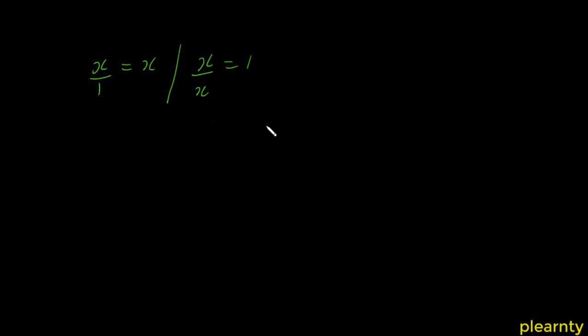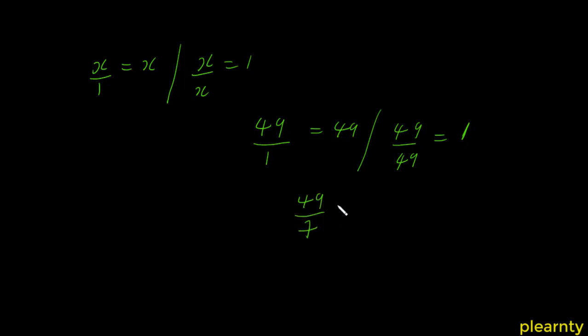When you have a number like 49, if you divide 49 by 1, it will give you 49. And if you divide 49 by 49, it will give you 1. But is 49 a prime number? No, because 49 can be divided by 7 and it will give you 7.